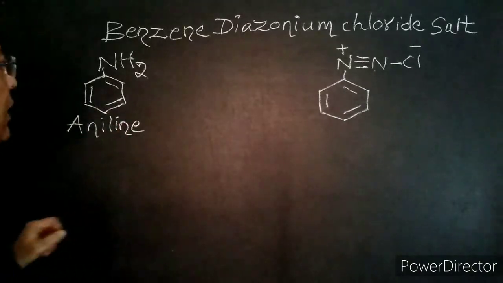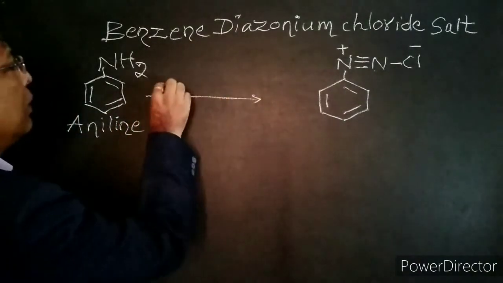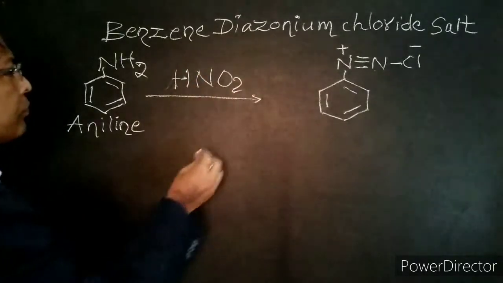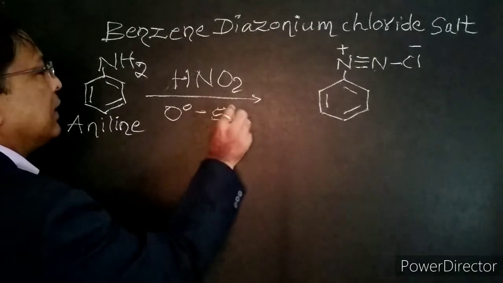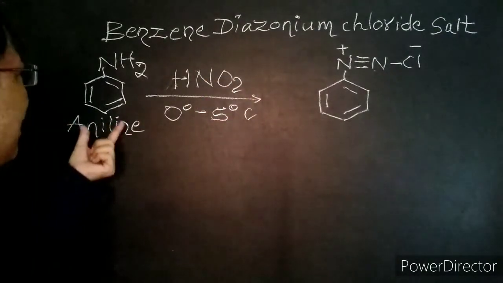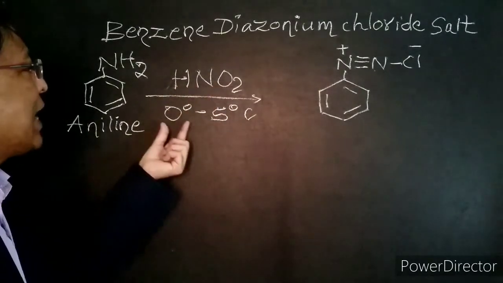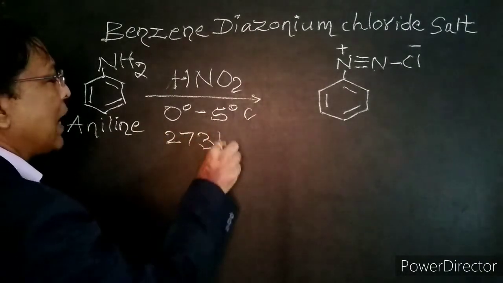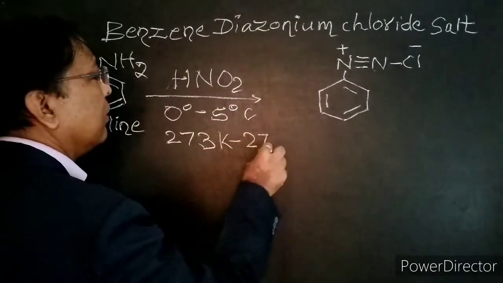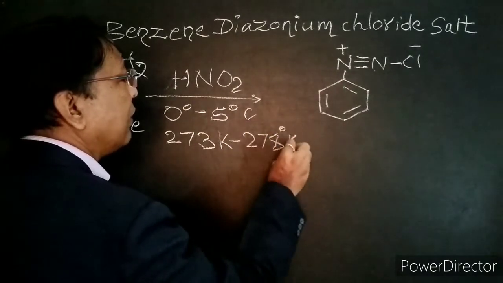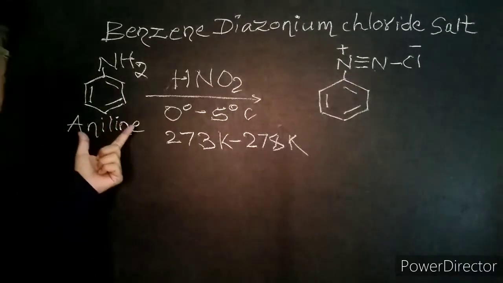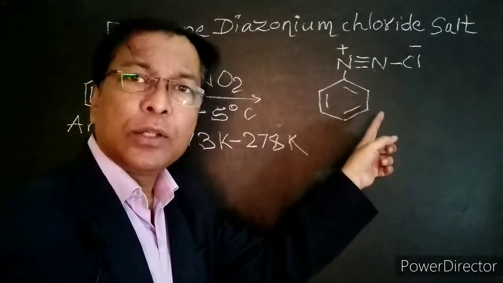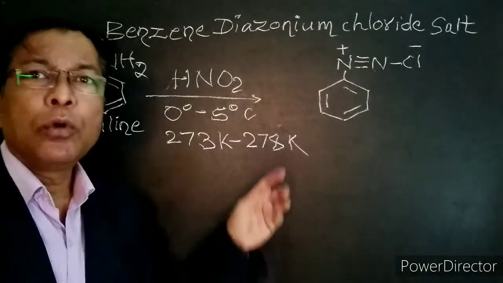When this primary aryl amine is reacted with nitrous acid, HNO2, at 0 to 5 degrees Celsius. When primary aryl amines, for example aniline, are reacted with nitrous acid at 0 to 5 degrees Celsius, in the NCERT textbook they have given the temperature in Kelvin. We represent 0 degrees by 273 Kelvin and 5 degrees by 278 Kelvin. So when primary aryl amines are reacted with nitrous acid at 0 to 5 degrees Celsius, we get benzene diazonium chloride salt.